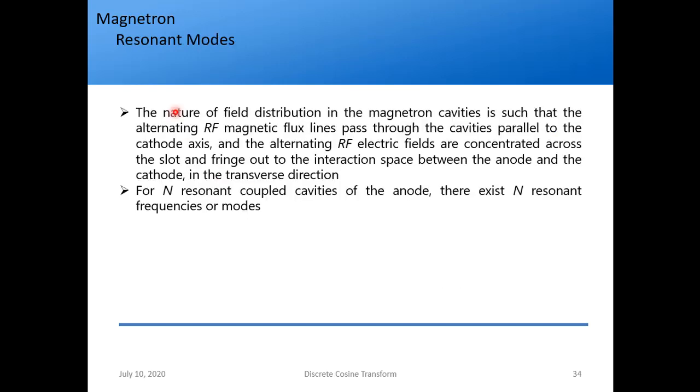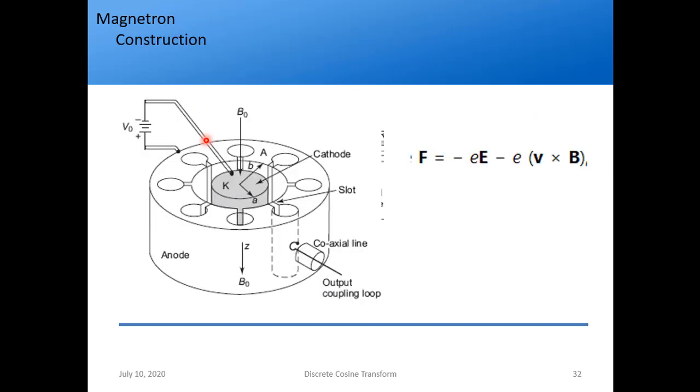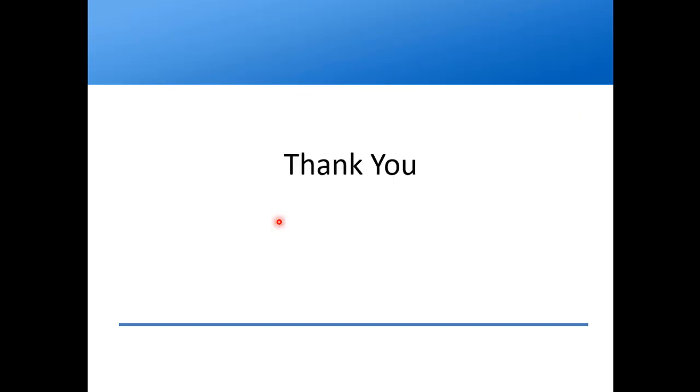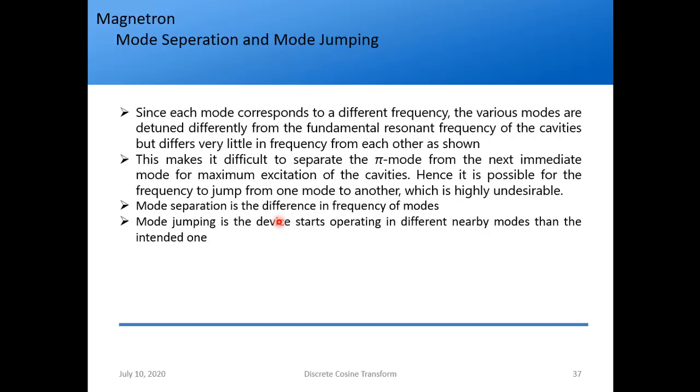Then there are various modes of a magnetron. Why are there various modes? Because you have various cavities, right? Because of that you will have various resonating frequencies if all are not tuned to the same frequency, right? So that is why the concept of mode comes here.